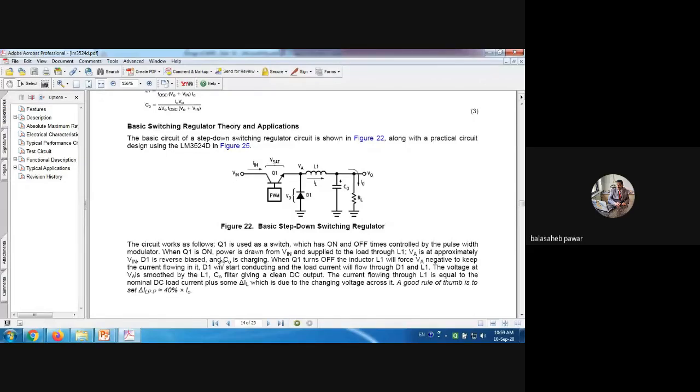It is provided in the application note. Okay. From page number 15, you have to start from basic switching regulator theory and application. These things we already discussed, according to the PWM, or the pulses applied to this switching element, that is the transistor. We can obtain the output voltage by varying the particular duty cycle.